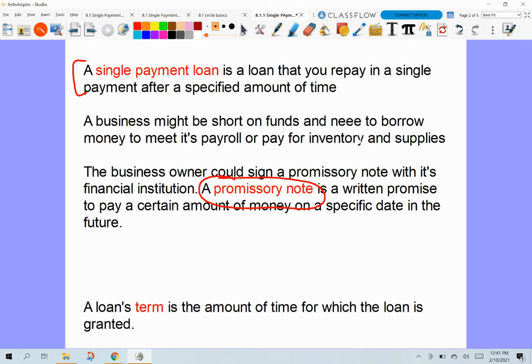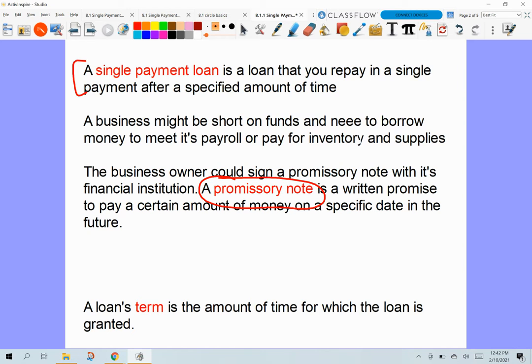And that is not a typo. It's promissory. That's basically the contract saying that you agree to pay back so much money after a certain window of time. And the term, this is going to be kind of the tricky part today. The term is the amount of time for which the loan is granted. So it might be 45 days, 90 days, 6 months. It just kind of depends on the problem. All of ours are going to be for a period of days.